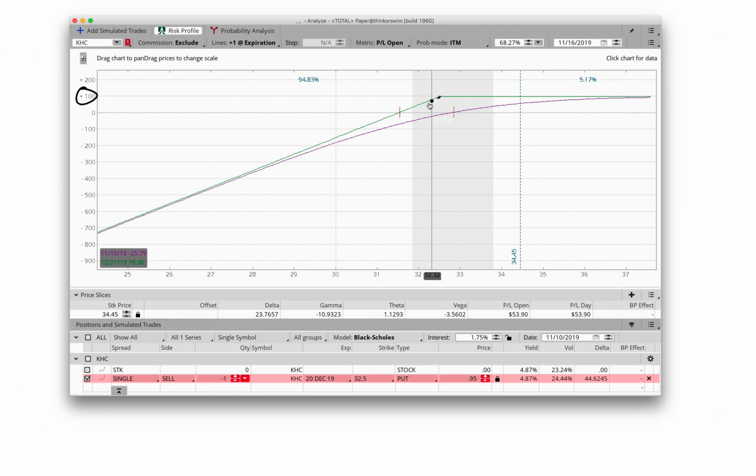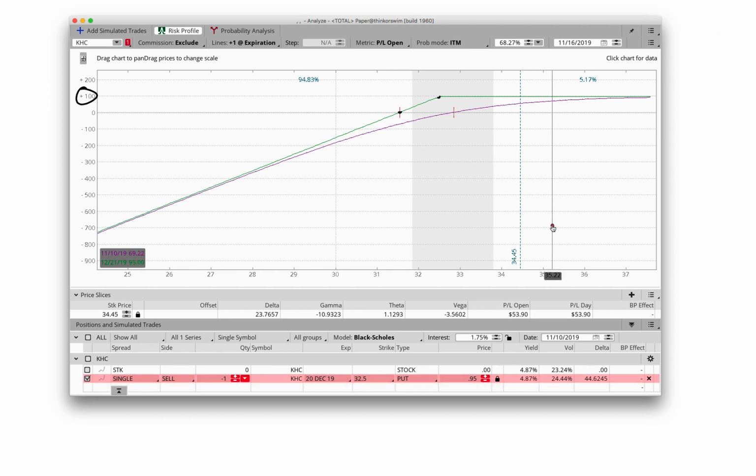Now, as it comes down, notice that I have a break-even point right here, and let's see if that makes sense. 32.50 minus 95 cents is going to be right around 31.55, somewhere around in there. That sounds about right to me. And then it just goes down from there as if you own the stock. So this risk graph really, really helps.